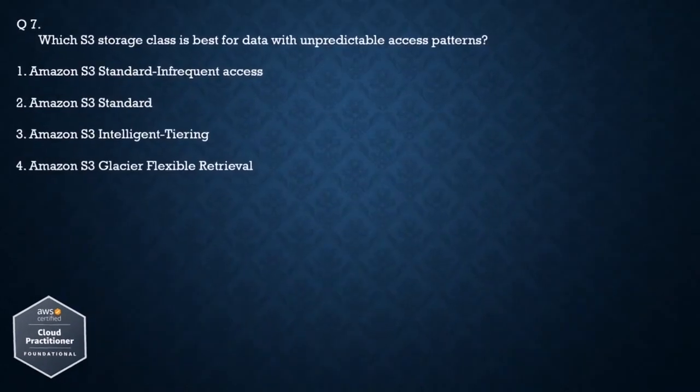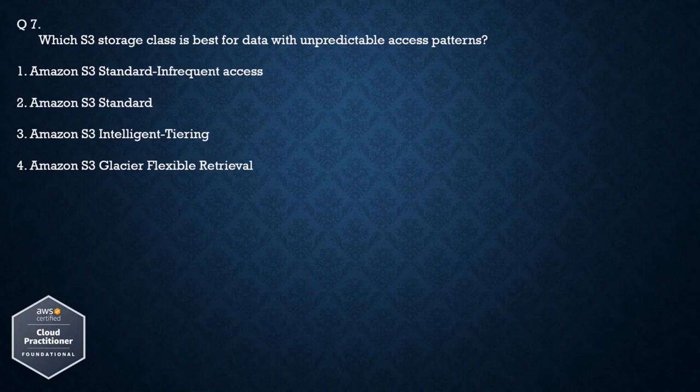Question number 7. Which S3 storage class is best for data with unpredictable access patterns? 1. Amazon S3 Standard Infrequent Access. 2. Amazon S3 Standard. 3. Amazon S3 Intelligent Tiering. 4. Amazon S3 Glacier Flexible Retrieval. The correct answer is Amazon S3 Intelligent Tiering.